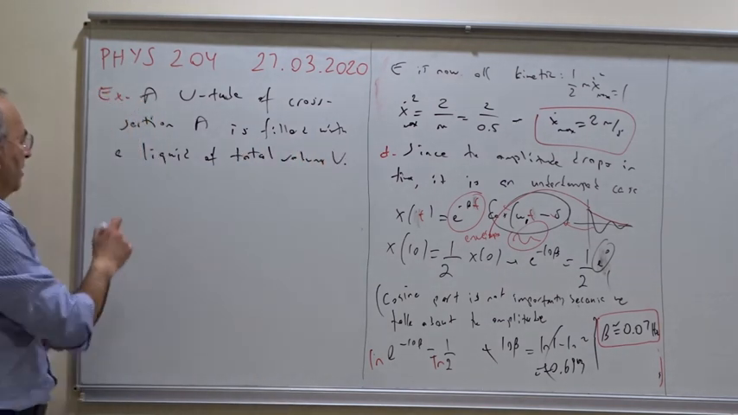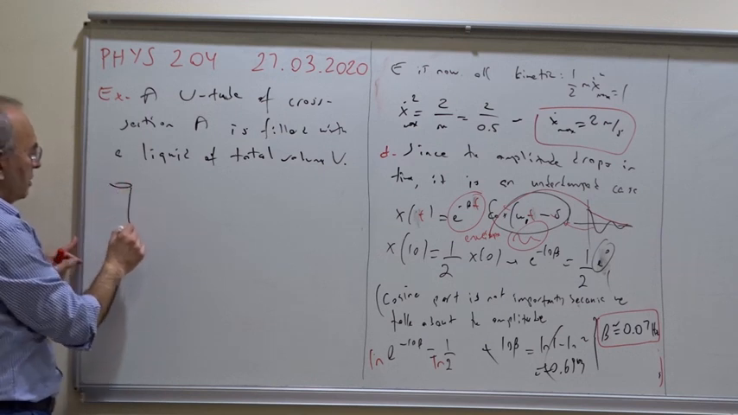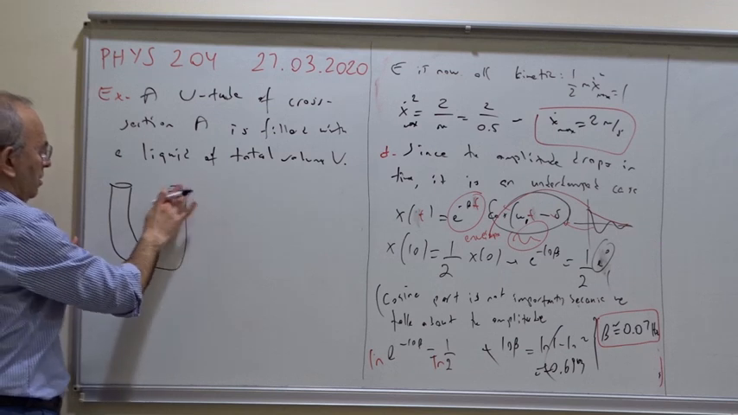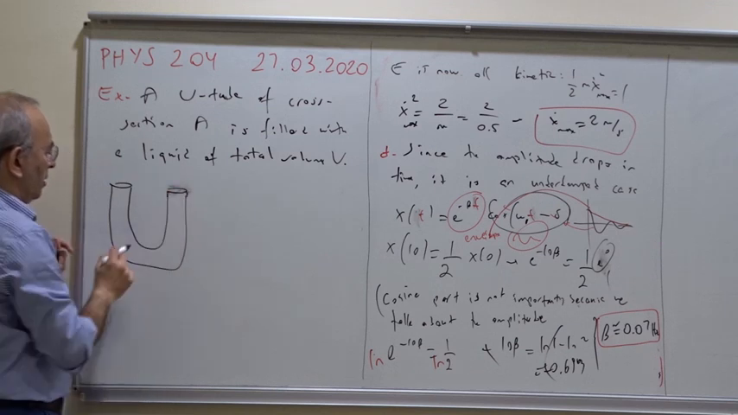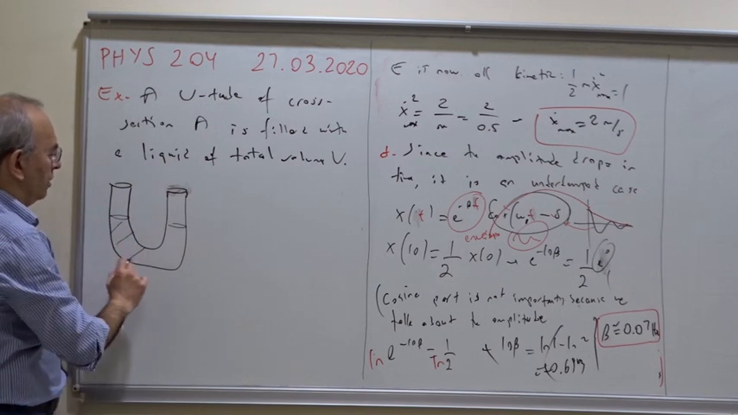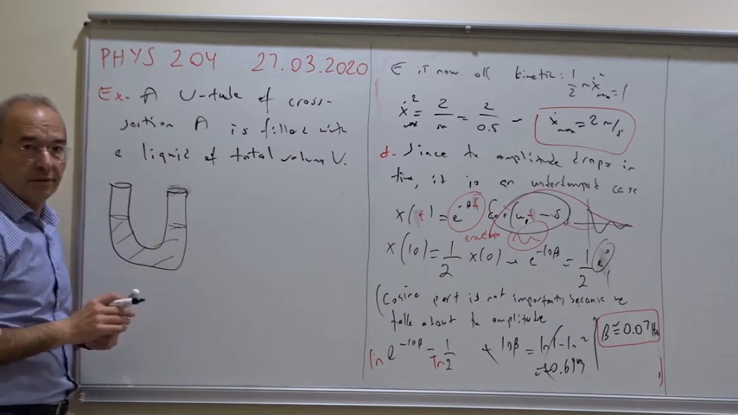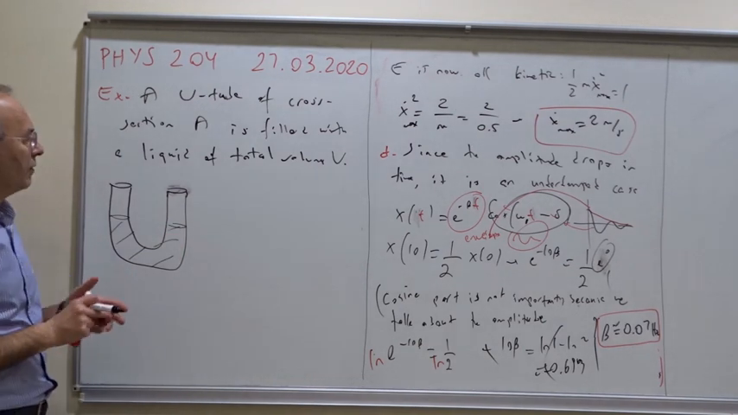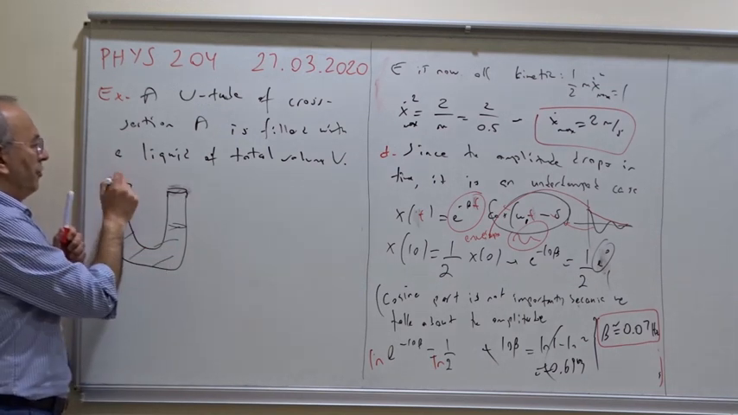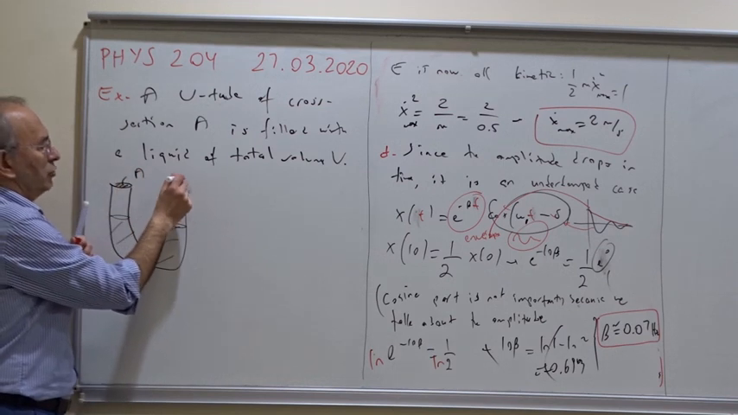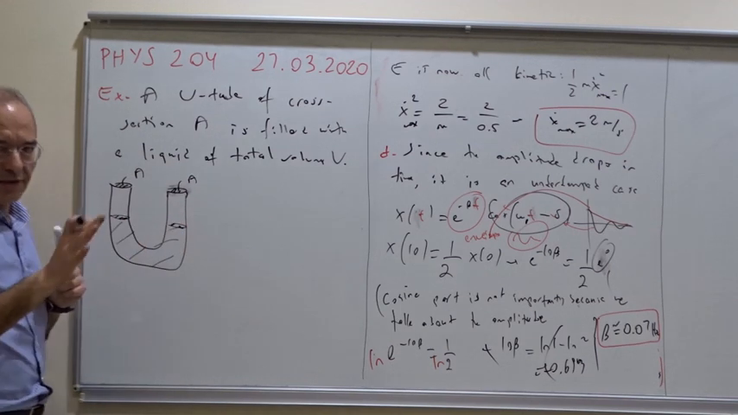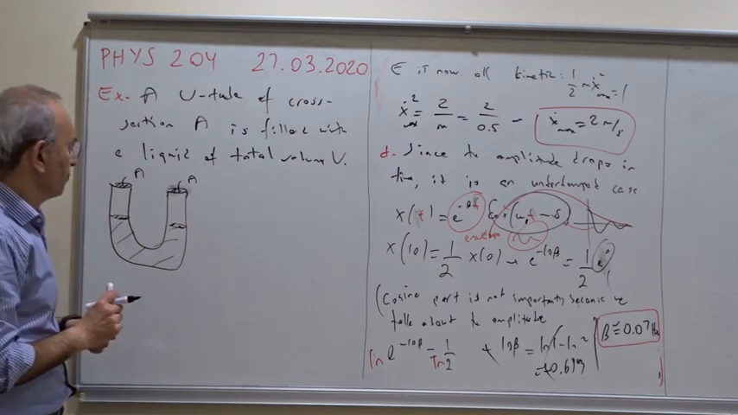That's it. So we have such a case. For example, this one is filled with such a liquid. It doesn't have to be water, and we only know the total volume and this cross section. This cross section is A. A is given so many centimeters square, for instance.